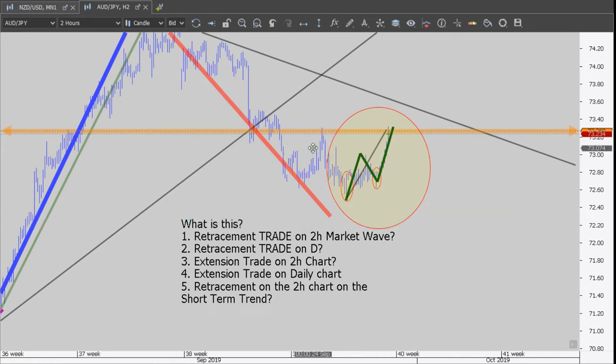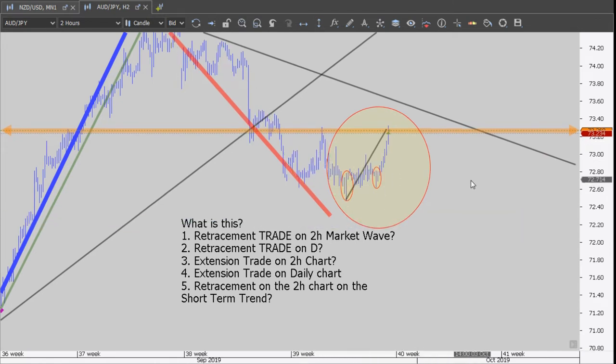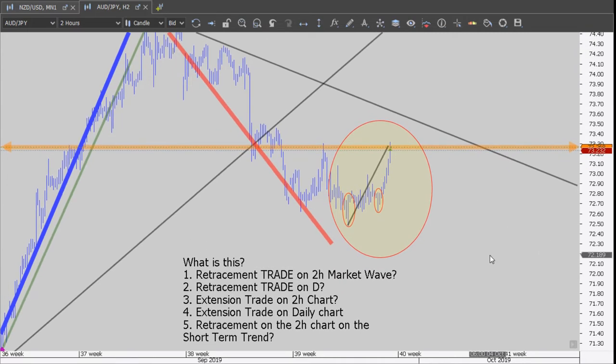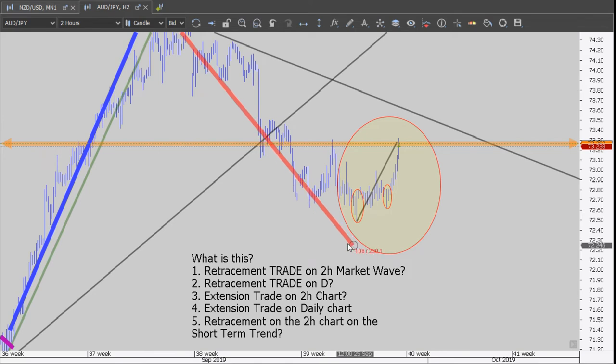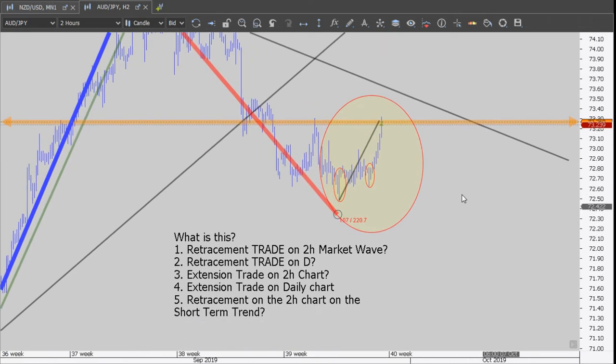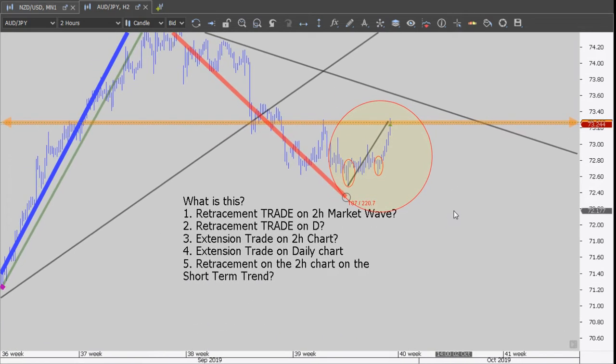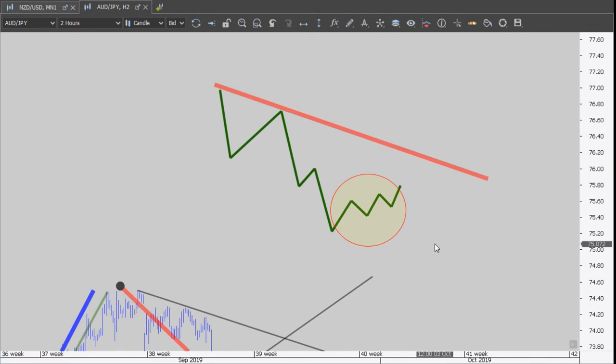Right? So this is the number 5. Of course, it's speculative in nature, it's difficult to spot, right? But you need to understand that you can go short, you can go long. Okay? You show us another picture. This one.